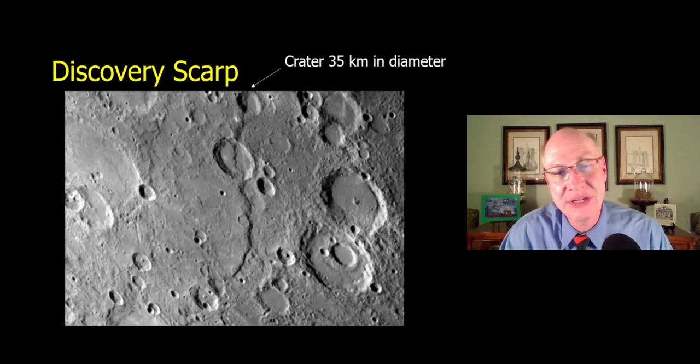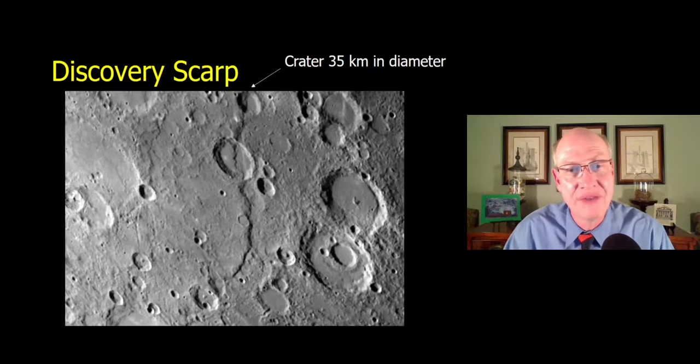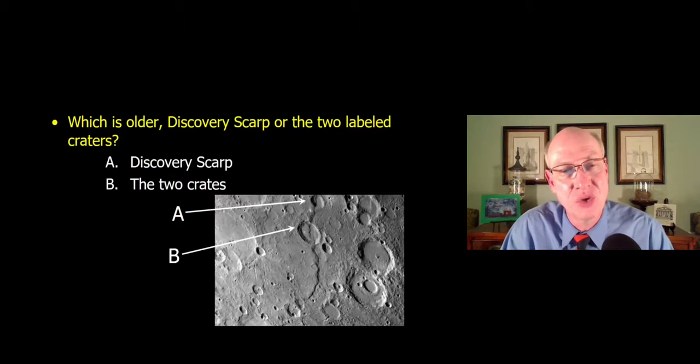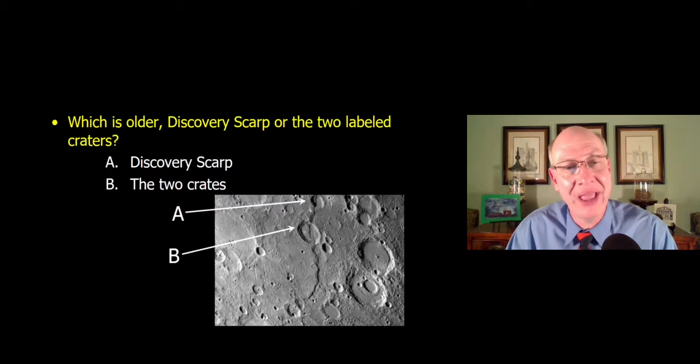We can actually tell just from looking at this photograph which came first, the crater or the scarp. So go ahead and go out there to Learning Catalytics and answer this question. Which is older, Discovery Scarp or the two labeled craters A and B? Use stratigraphy, the study of layers that we talked about in the last lecture, and take a look at these two craters and see if you can figure out whether they came before the scarp or after the scarp. So answer the question, which is older?